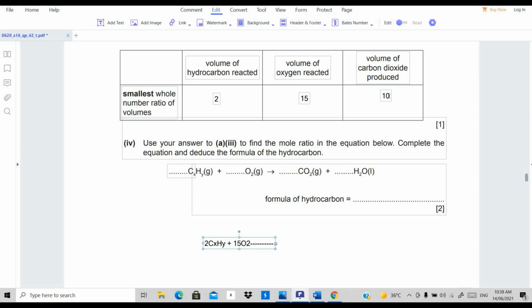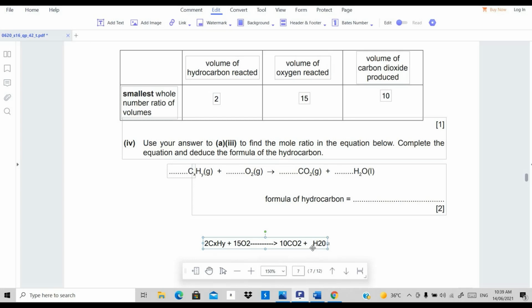Okay, you can see here this is the ratio of moles, the ratio of volumes. So we are utilizing our answer to complete this equation, and we can also find the formula of the hydrocarbon. Now this will produce 10 CO2 plus, finally we need to find water, and we don't have any information about water. So how will I find that? To find the water, we will check.